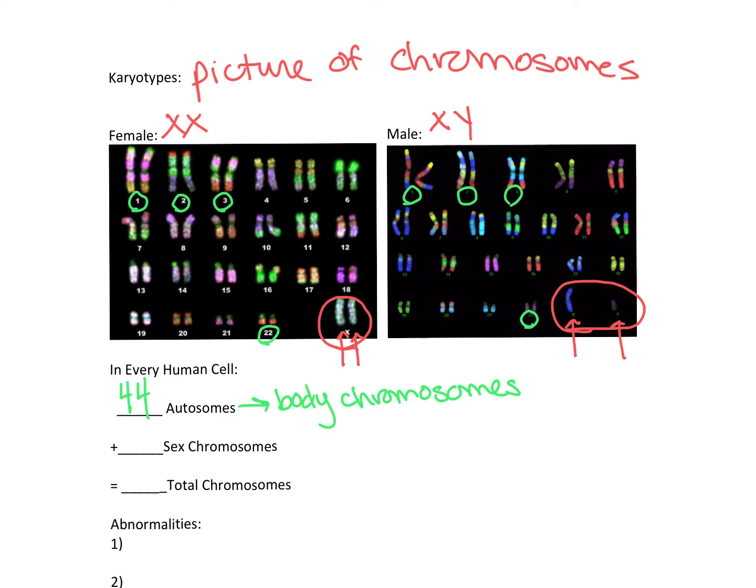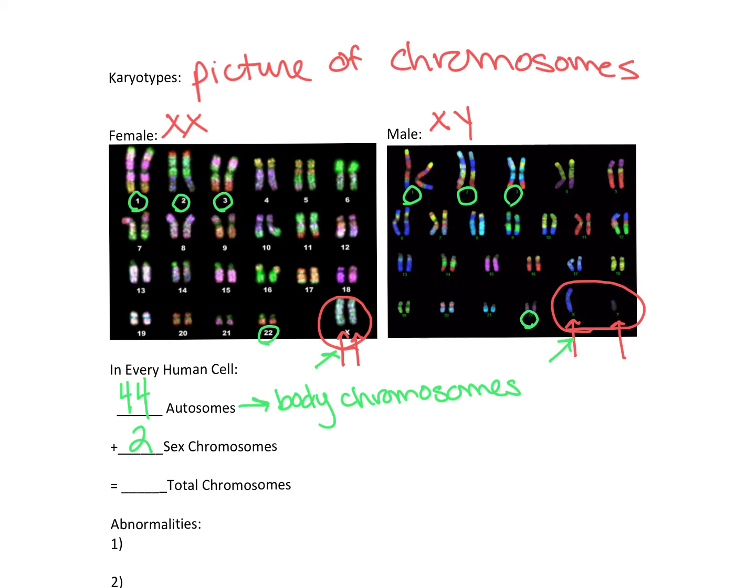The sex chromosomes are just these last two on both the male and the female. And there's two of those. That codes for everything from, obviously, making you a boy or a girl, but there are certain diseases that can be carried on those.